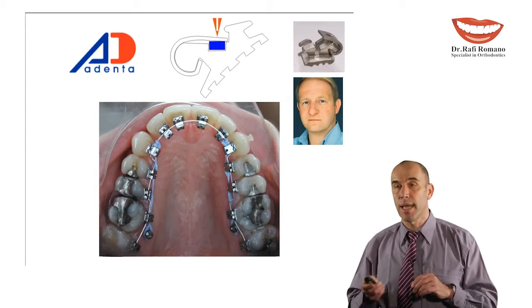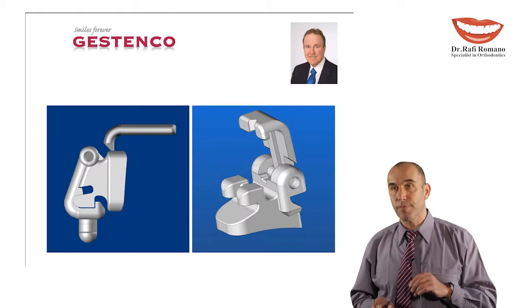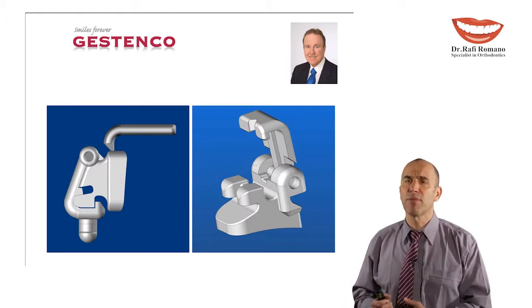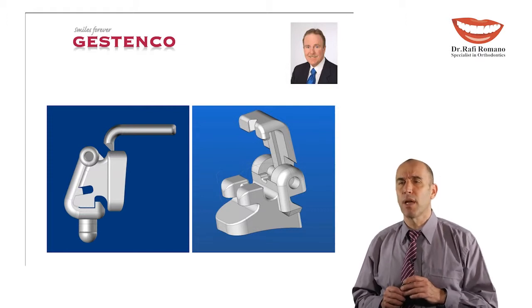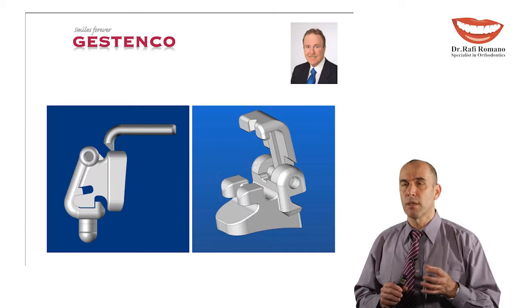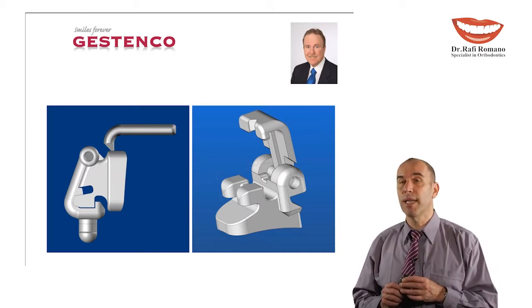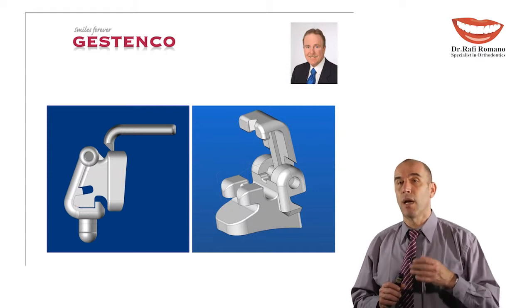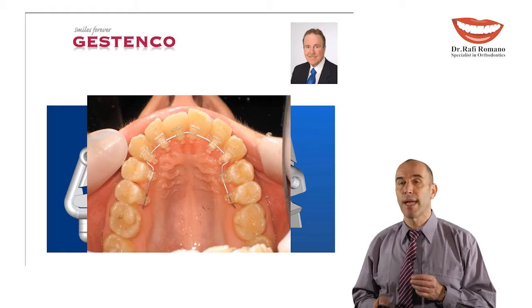This is an example of a case with the Evolution Adenta bracket. Today in the market we can find many other brackets like the Gestenko. It's a self-ligating composite bracket, transparent, a very aesthetic one, manufactured by Gestenko, and the name of this bracket is Phantom. You can see the bracket in the mouth.